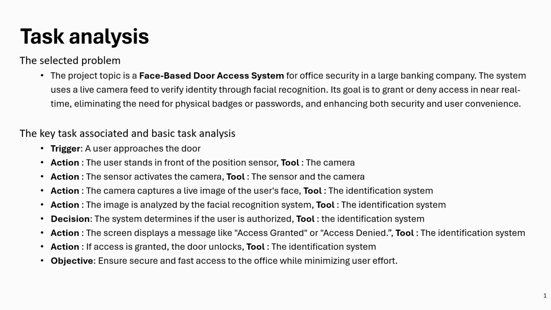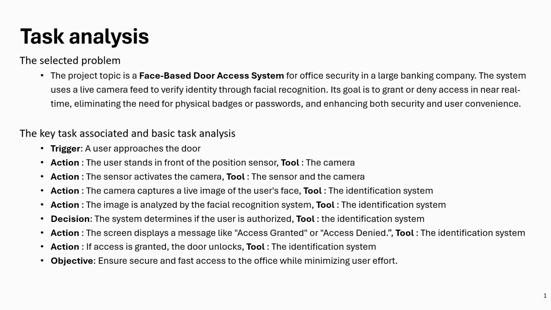From the user standing in front of the camera, passing by, activating the camera, that will capture a live image, which will be analyzed by the face recognition model. Then it decides if the user is authorized. A message is displayed on a screen. Then the door unlocks if the user is identified.